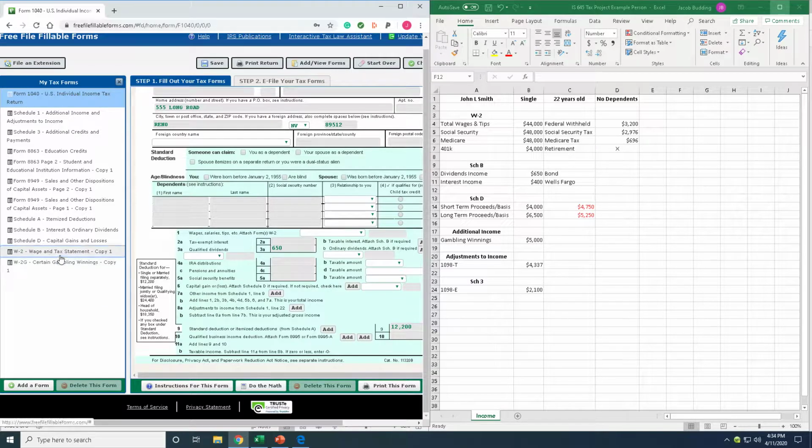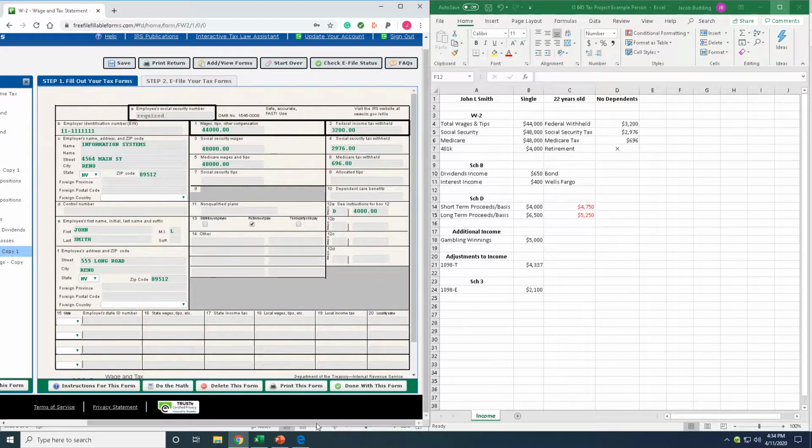We're going to go back to the W-2 real fast. And federal income tax withheld, you guys all know what this is. This is how much the government takes out of each paycheck. That way they have their money. So he has $3,200 taken out over the entire course of the year.